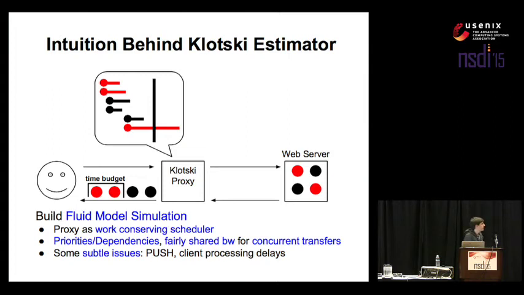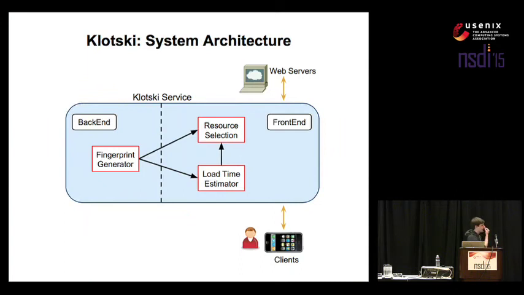Now, because I introduced these 3 challenges and their solutions, let's see how they actually fit into the whole Klotski architecture. So on the left, you can see the back end of Klotski, which is our fingerprint generator. It goes out and measures websites, builds up this generalized fingerprint. That fingerprint is given to the front end. The resource selection algorithm uses this to actually figure out what resources to prioritize. And to test the prioritization solution, we use our load time estimator to check that it loads within the time budget we select. So now for the experimental results.